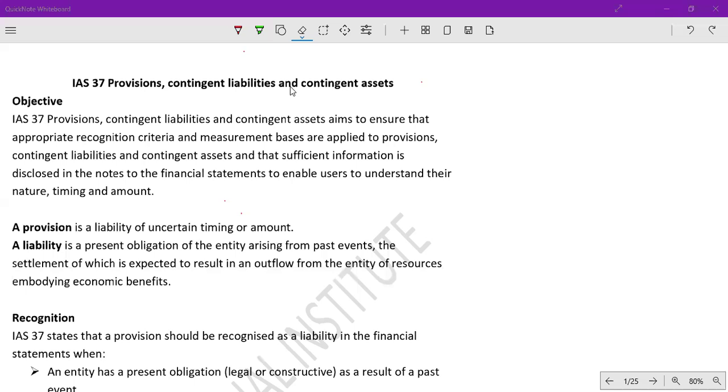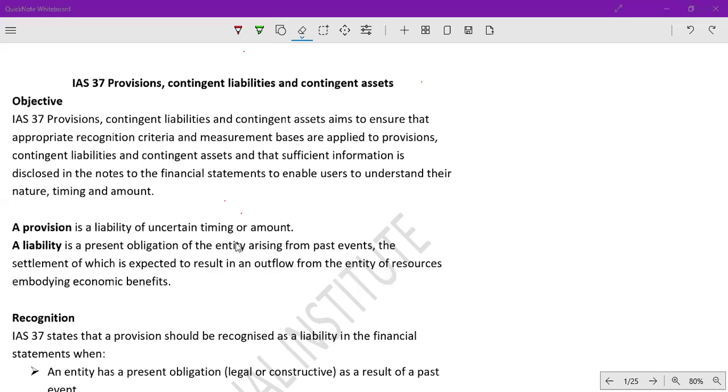So provision. What is a provision? Provision is something that you have no idea of, either the amount or the timing of its occurrence. So you are just making an estimate into the future. You already know what a liability is. A liability is a present obligation.